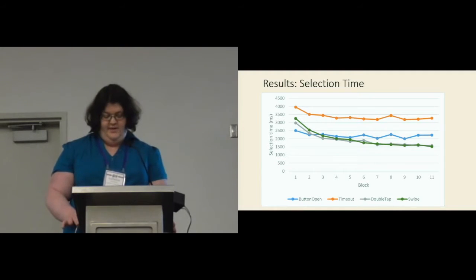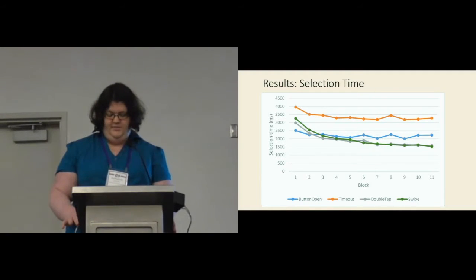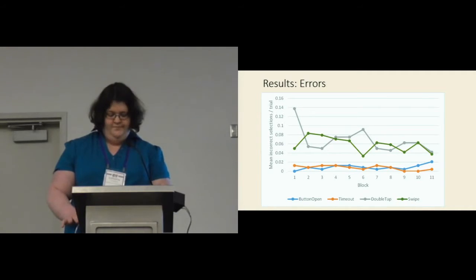But overall, we found that the methods that provided an expert shortcut, double tap and swipe, which are shown in green and gray, performed the best. They were significantly faster than the other two by about 700 milliseconds, by the final block, that is.